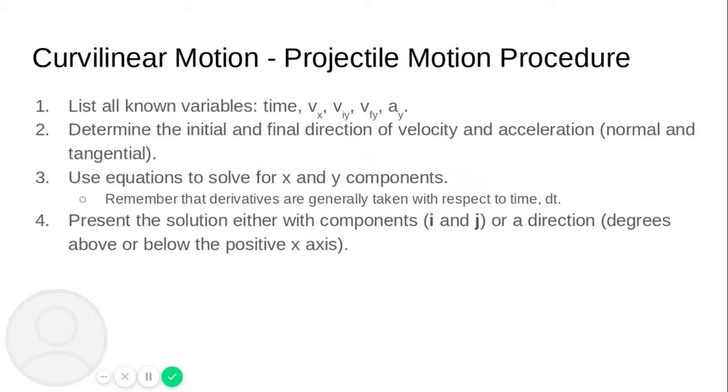Then use the equations to solve for x and y components. Remember that the derivatives are generally taken with respect to time, dt. Just a quick note: if you see x or y with a dot above it, that is the first derivative of x or y with respect to time, meaning it is the x or y velocity. Two dots above x would be acceleration, the second derivative of the x displacement with respect to time. I'll use that notation a bit in my solutions.